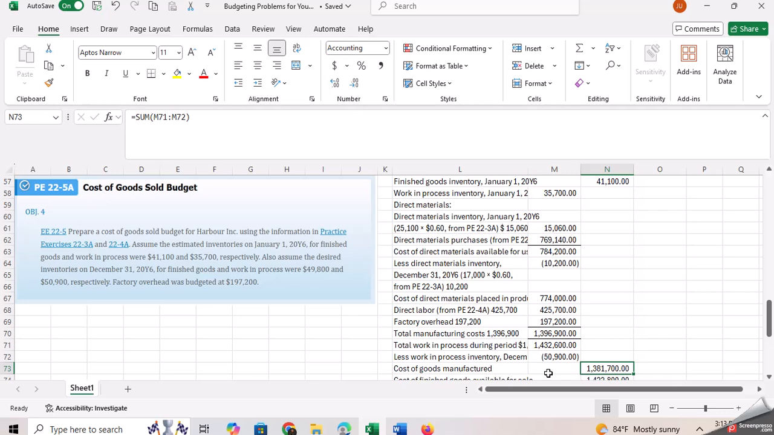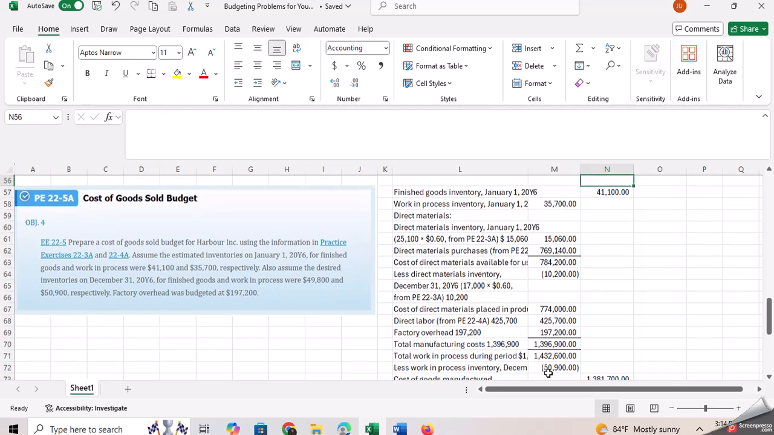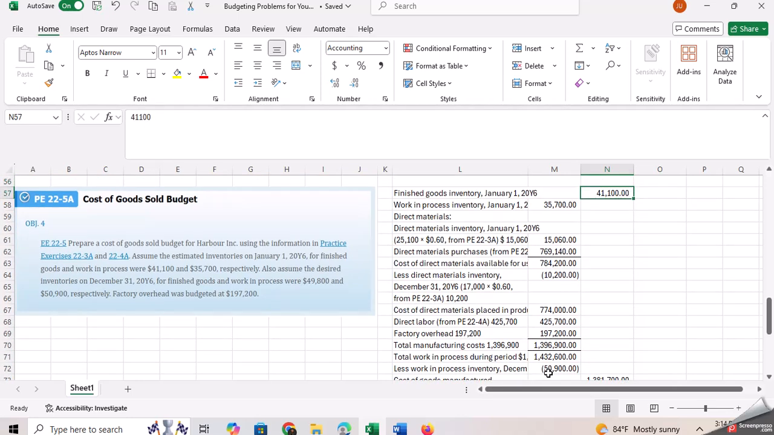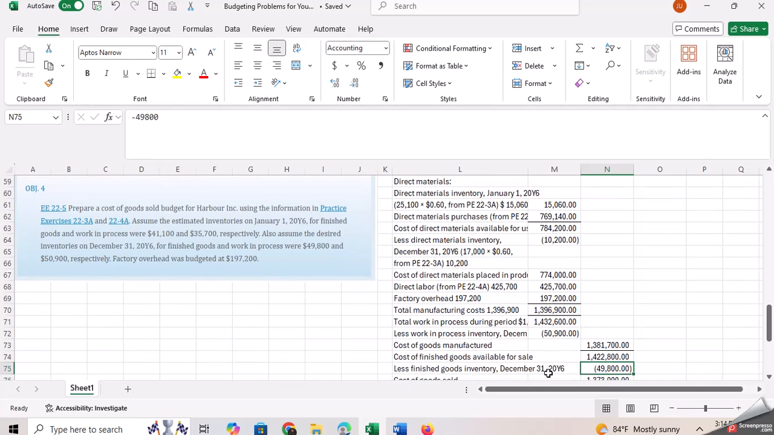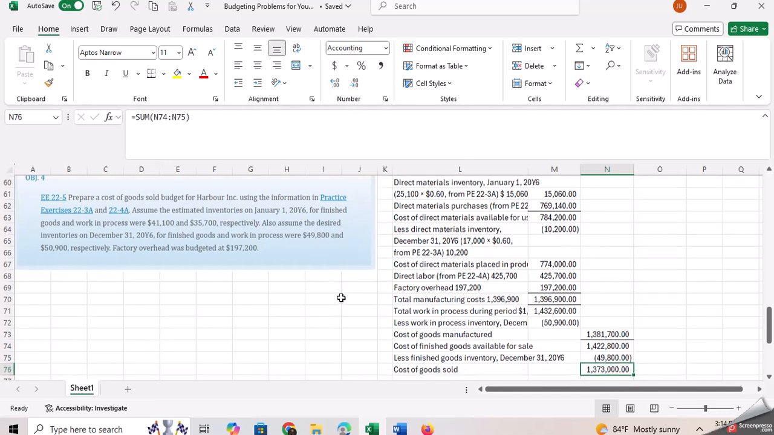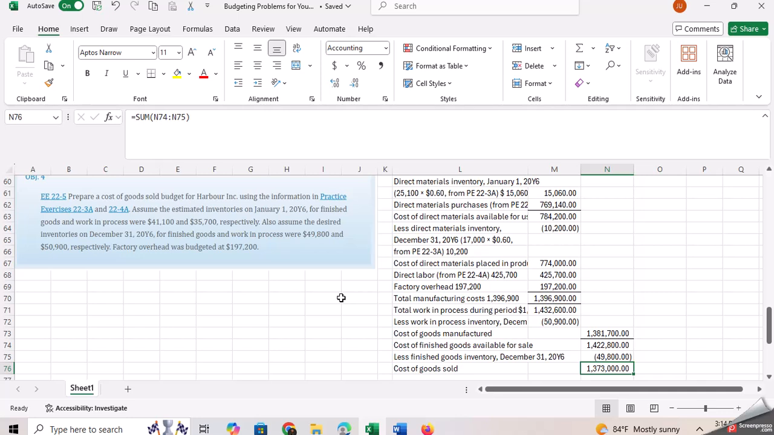And that cost of goods manufactured, I move it over to the next column because this represents going into our finished goods inventory. So then it goes into our finished goods inventory. We add those two together to get to the cost of the finished goods that are available for sale. And then we subtract out our ending inventory, which again gives it to us in the problem, that 49,800. So that is our cost of goods sold.